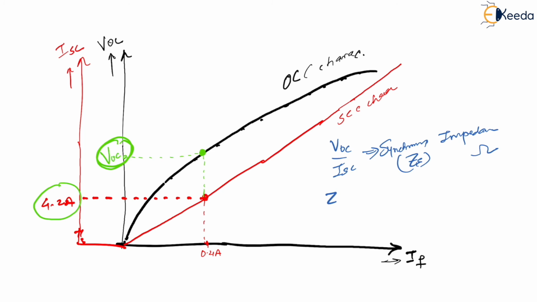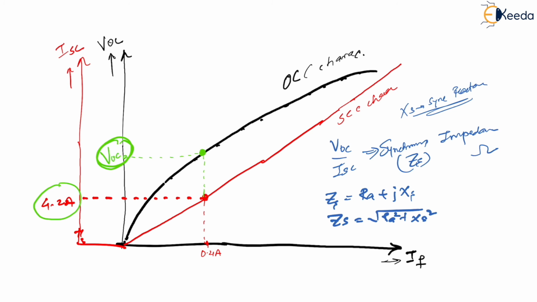Now RA value do you have already? Yes. Because now, what is ZS? ZS is RA plus j times XS, where XS is the synchronous reactance. We have talked about it earlier as well. So ZS is RA plus jXS. Now ZS is nothing but the square root of RA squared plus XS squared. Yes or no? Yes.